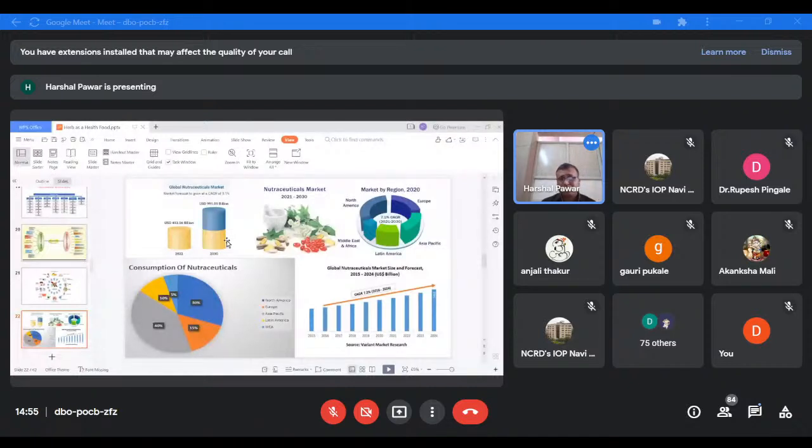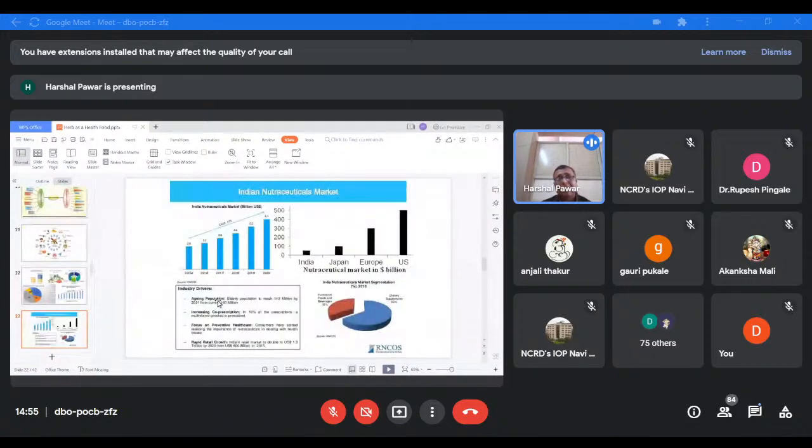So some of you can be entrepreneurs, and you can start your own manufacturing unit of nutraceuticals, right? So here you can see the percentage-wise consumption of nutraceuticals in different areas or locations around the world, right?